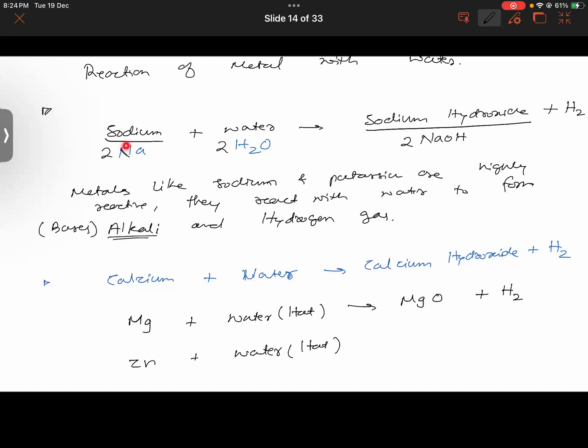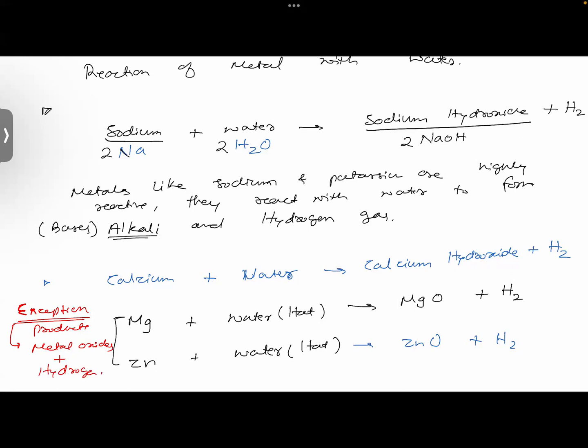So remember the three examples: sodium, potassium, and calcium. These are the highly reactive metals that will form a base and release hydrogen gas. Other exceptions like magnesium and zinc will not react with cold water, but will react with hot water to form metal oxides and hydrogen gas. You have to remember these exceptions. That is very important. So here the products formed are metal oxides plus hydrogen gas. Okay, so that is clear.